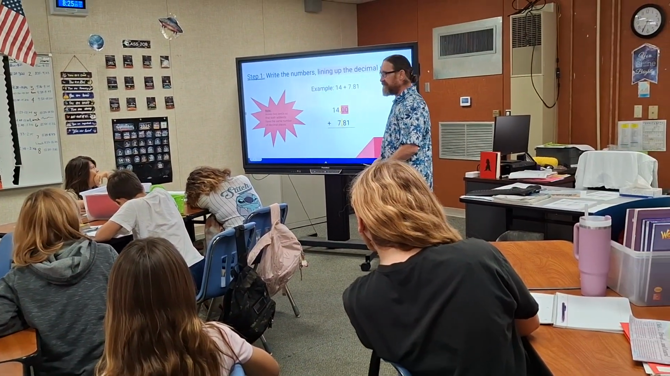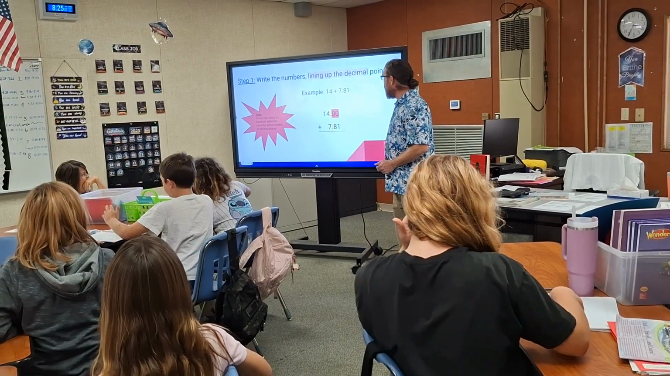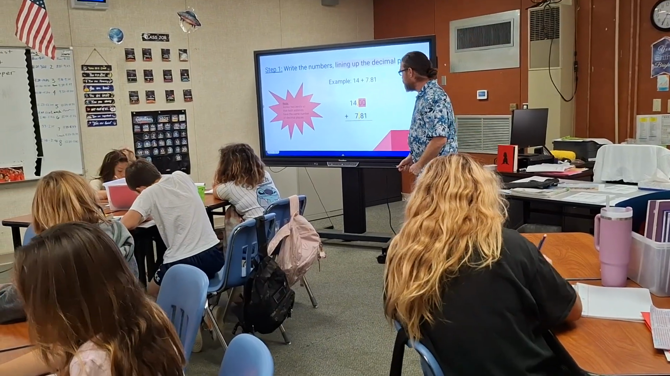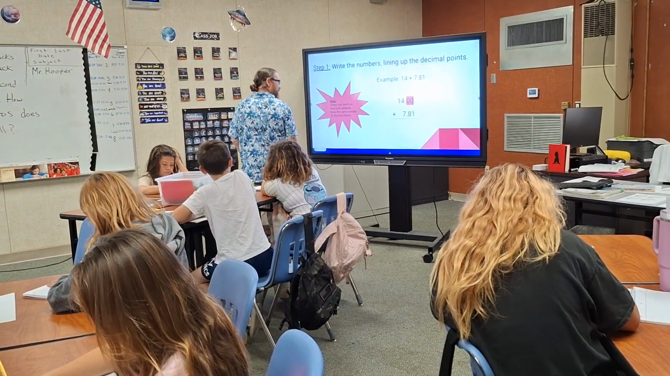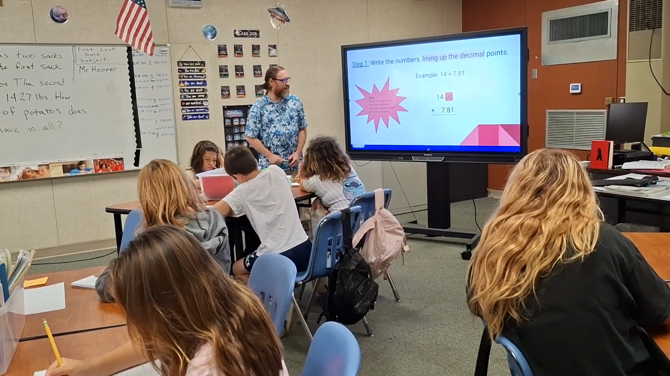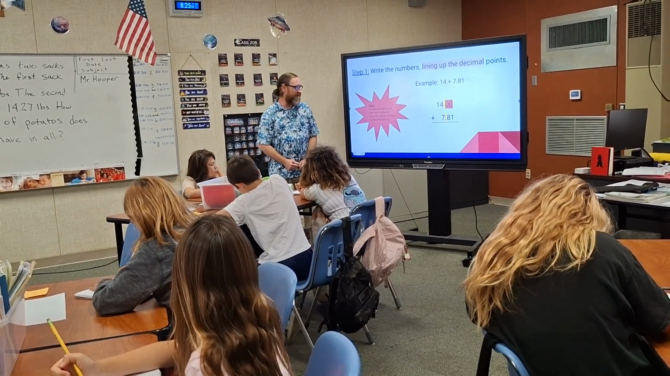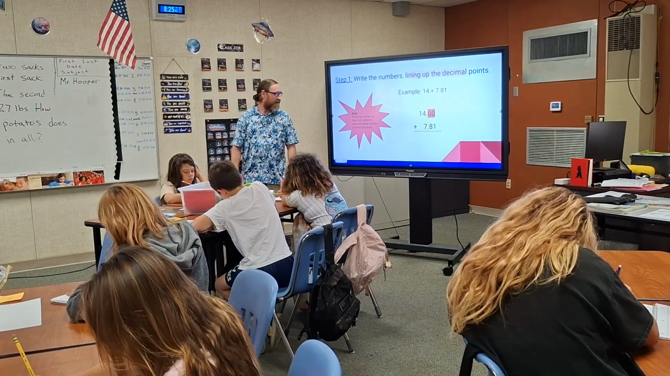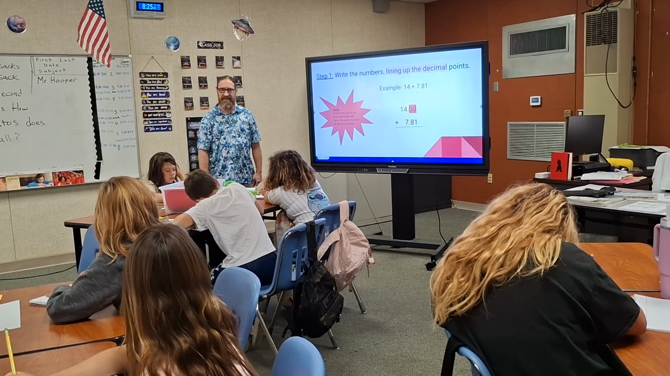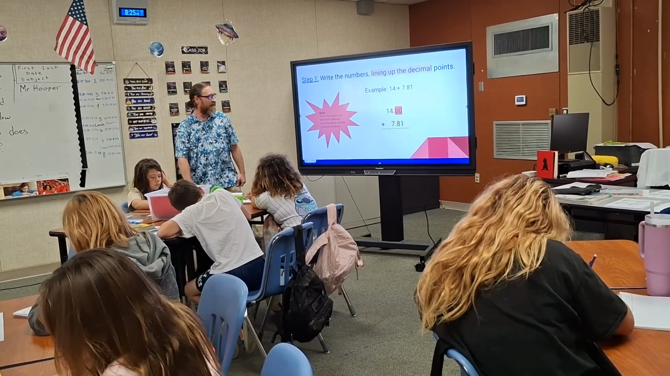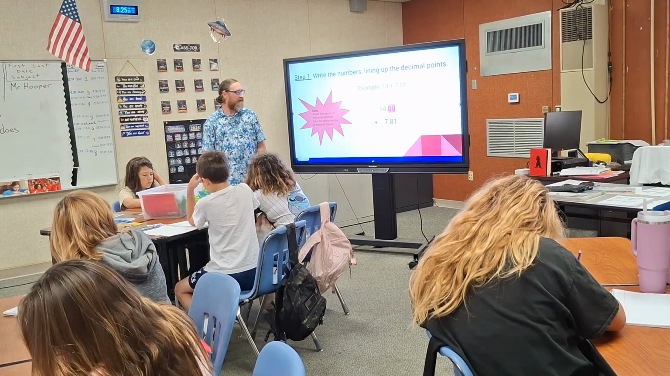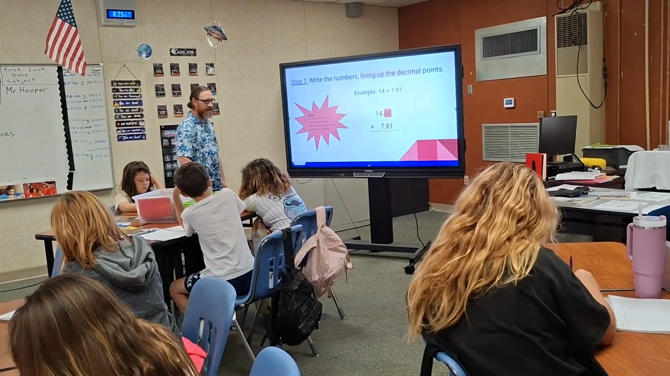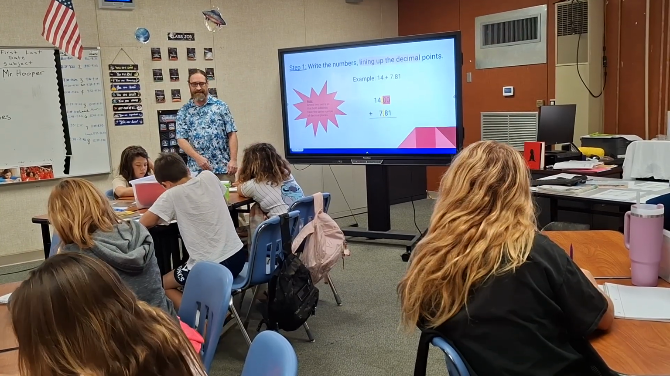So, step 1, you want to write this in your notes. Write the numbers lining up the decimal points. So you have 14 plus 7.81, and you're going to annex 2 zeros after the 14, right? Because you don't have any tenths or hundredths, but you do in the second number, so you want to make sure your zeros are over the top of those numbers so you can line everything up.